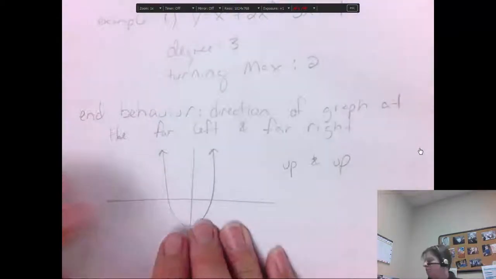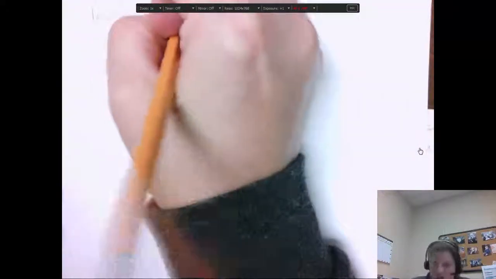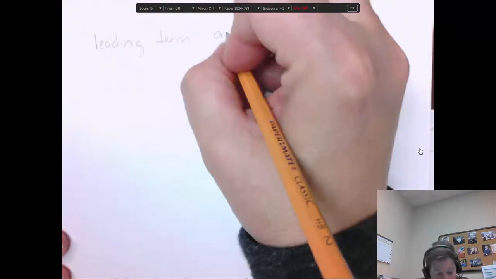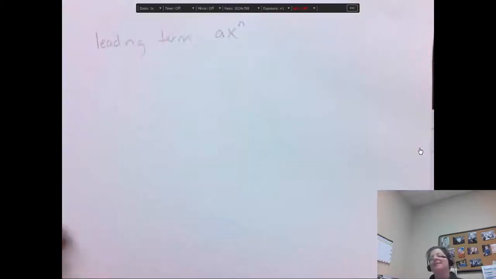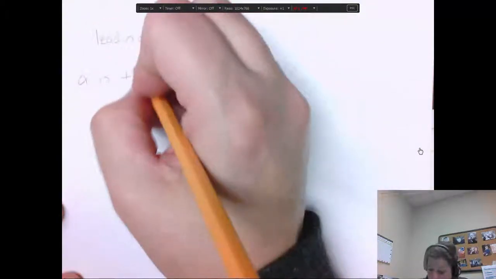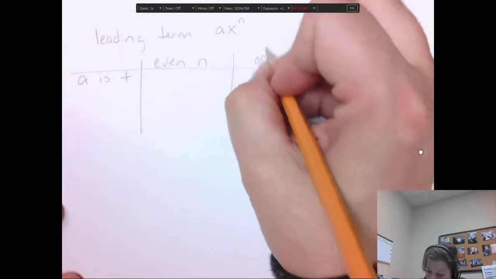Let's do the general rules for that. We look at the leading term, which is just the term that has the degree, the one with the highest exponent. It's usually in the form of some number a times x to some power n. Maybe it's 2x to the fourth, maybe it's negative 5x to the seventh. That's your leading term. What this tells us is whether a is positive, and also whether n is even or odd.